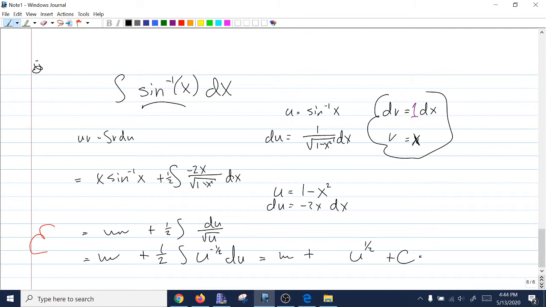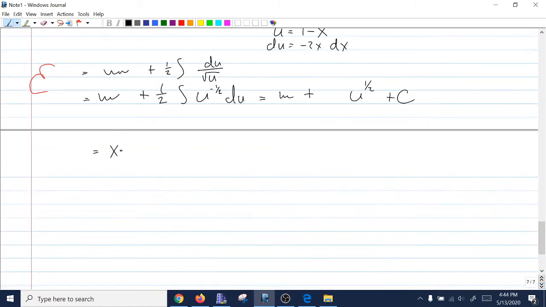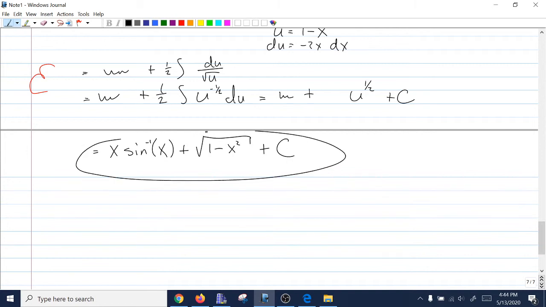c. So our answer is x sine inverse x plus the square root of 1 minus x squared plus c. There we go. Yeah, sometimes you do parts even if there's only one thing.